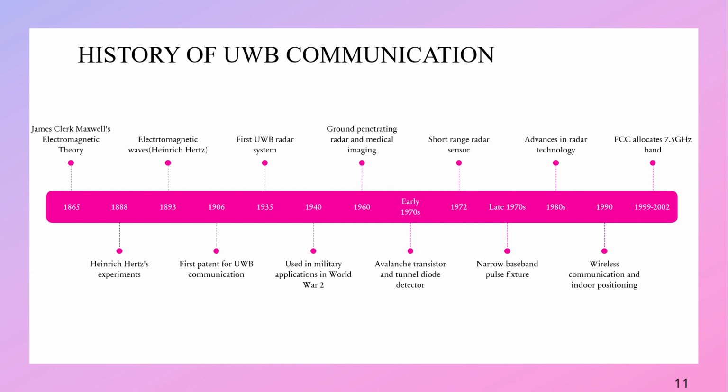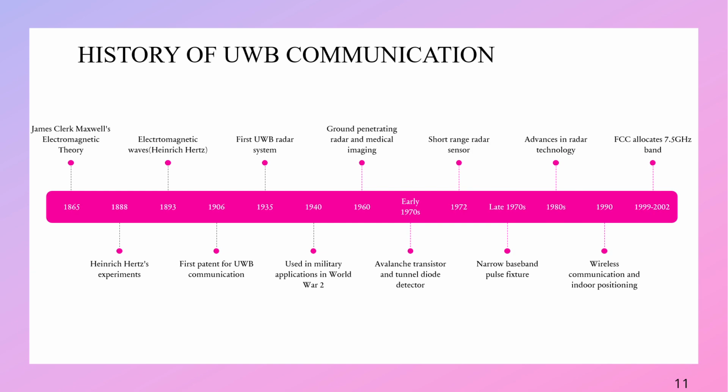In 1960, UWB technology was used in the development of new commercial products such as ground penetrating radar and medical imaging systems, etc. Early 1970s, avalanche transistor and tunnel diode detector. 1972, short-range radar sensor. Late 1970s, narrow baseband pulse fixture. 1980s, advances in radar technology. In 1990, UWB technology began to be seriously considered for commercial applications such as wireless communication and indoor positioning.